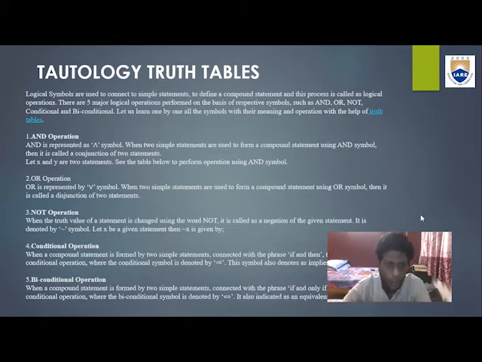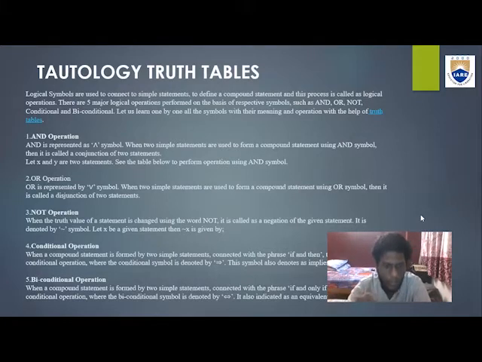The first one is the AND operation. The AND operation is represented by the symbol ∧. Not exactly the letter A, but a reverse V. When two simple statements are used to form a compound statement using the AND symbol, it is called the conjunction of the two statements, which means conjunction is known as AND. Let X and Y be two statements with two different values, and the AND operation comes in. We'll use the AND operation when the conjunction symbol is used.